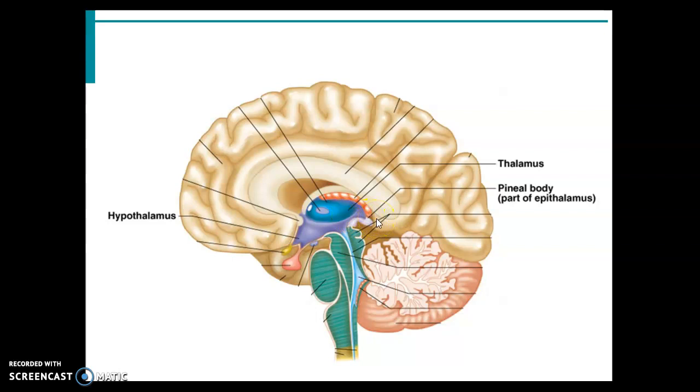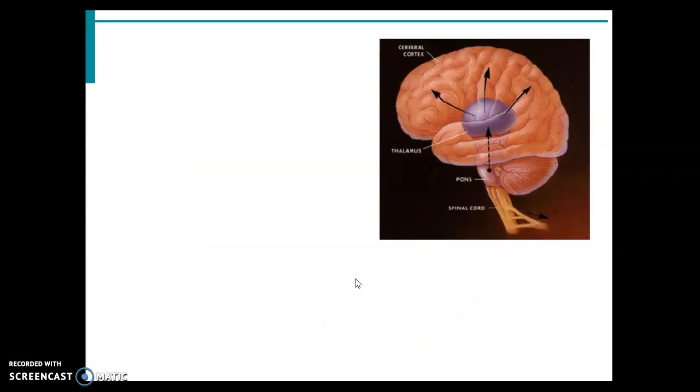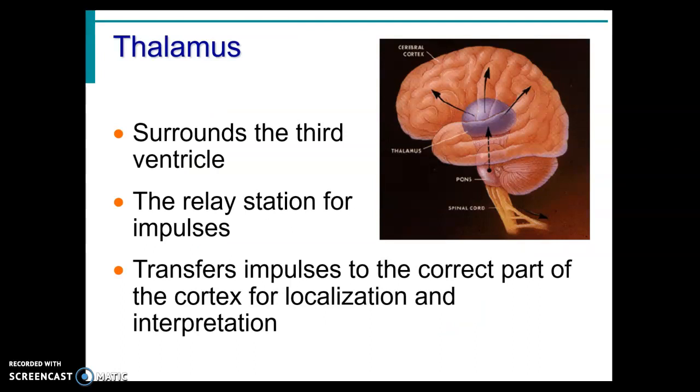Pineal gland actually is a gland that helps you sleep. That's what secretes melatonin. So if you take a melatonin supplement, your body actually makes natural melatonin. It's how you go to sleep at night. So that's where it comes from, right there, right in the middle of your brain. So here's the diencephalon, those three parts right there. So let's look at each part individually.